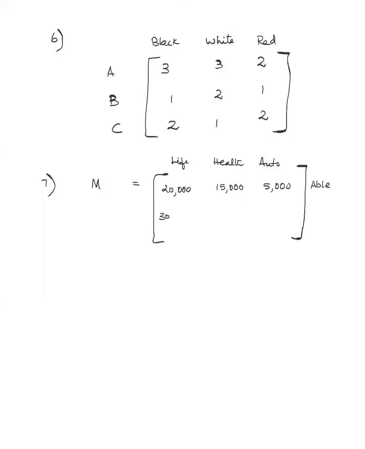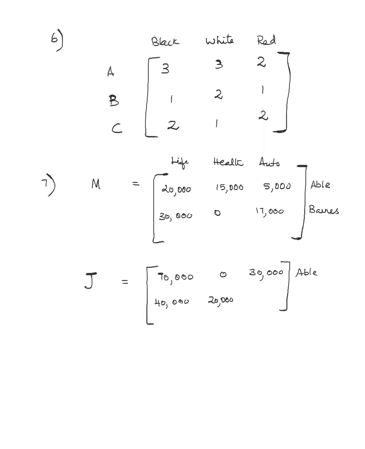And the second person is March. And for the month June, same thing. Life insurance is 70,000 and 0 and 30,000 for Able, and 40,000, 20,000 and 32,000 for Bonds.